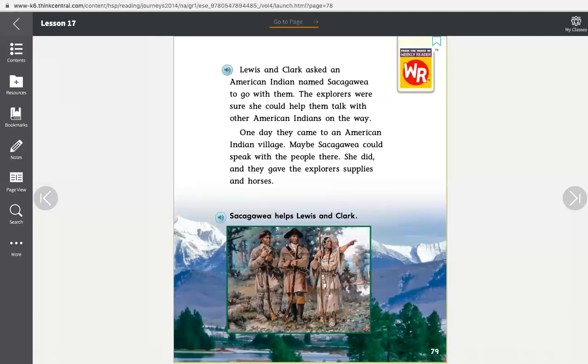So here's a picture of Sacagawea, and here's a picture of Lewis and Clark. So the reason that they asked Sacagawea to go with them is that way she can speak the language that the other Native Americans speak, so she was able to help them. One day they came to an American Indian village. Maybe Sacagawea could speak with the people there. She did, and they gave the explorers supplies and horses.